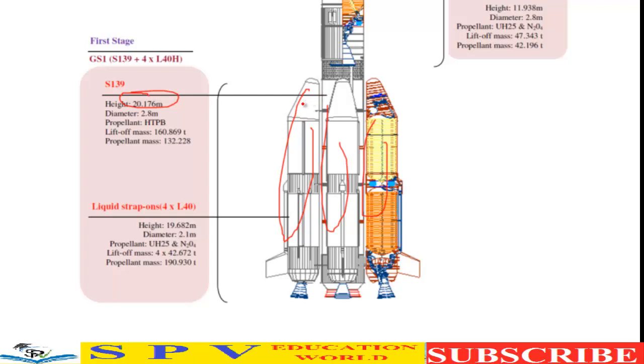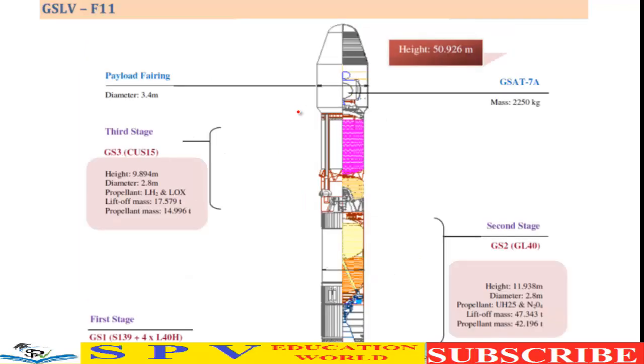And also we shall see about the next stage, the second stage. The second stage has the Vikas engine. Okay, the Vikas engine is present in the second stage. Okay friends, it is 11 meters in height, and height doesn't matter. The third stage is our cryogenic stage. Here we have one more doubt: is the cryogenic stage the third stage or the final stage?